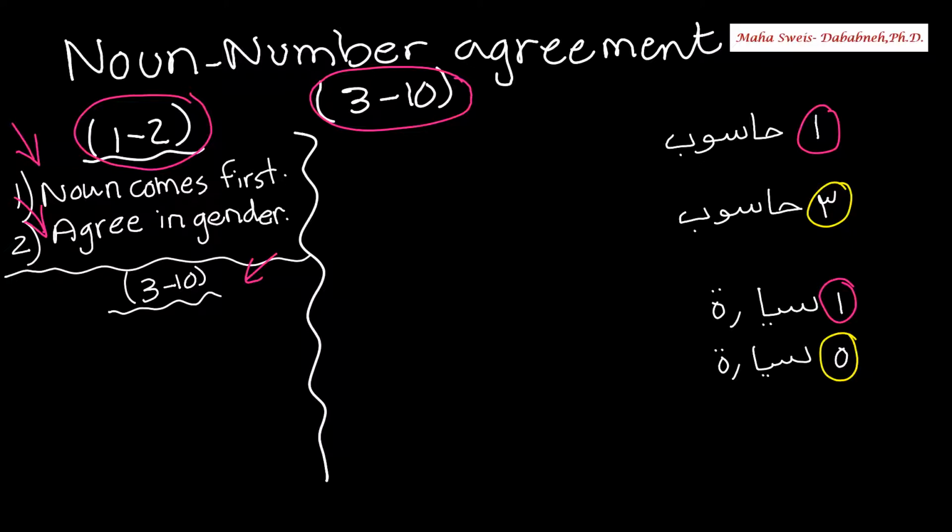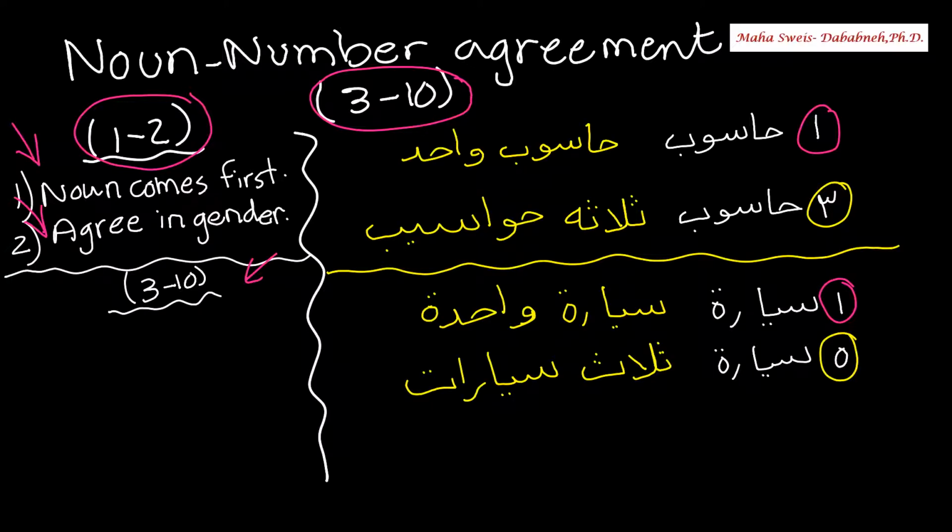Let's see how we write them down. Now please pay attention. Hasub wahad, which is one computer. Hasub wahad, again, one computer. I'm still reviewing rules 1 and 2. Noun comes first, agree in gender. Hasub is masculine, then the number has to be masculine.